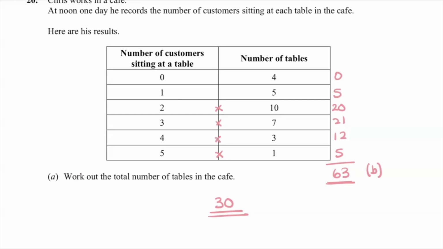Mean is add them all up and divide by how many are there. And actually, this question has helped us because it's doing the maths as we go. Add them all up. There it is. I've added up all my customers. And we've got to divide by how many are there. So how many tables are there? So for part C, we would literally do 63 divided by 30. And the mean number of people at each table is 2.1.